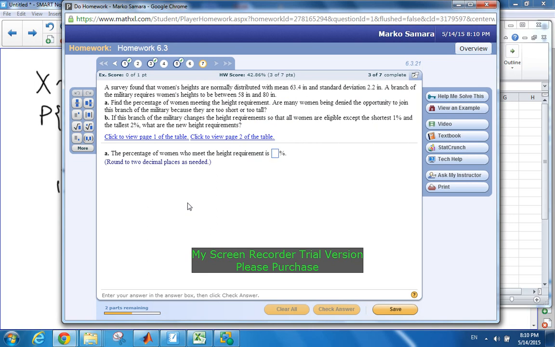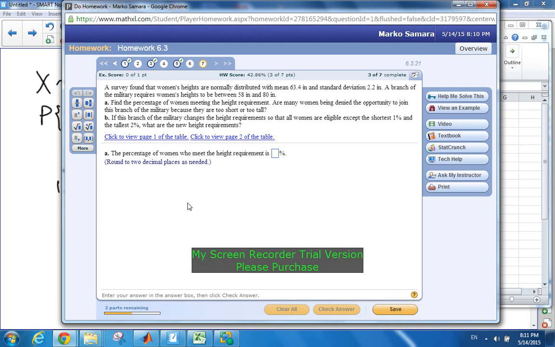Next problem. A survey found that women's heights are normally distributed with mean 63.4 inches and standard deviation 2.2 inches. A branch of the military requires women's heights to be between 58 and 80 inches. Part A. Find the percentage of women meeting the height requirements. Are many women being denied the opportunity to join this branch of the military because they are too short or too tall? So let's see.